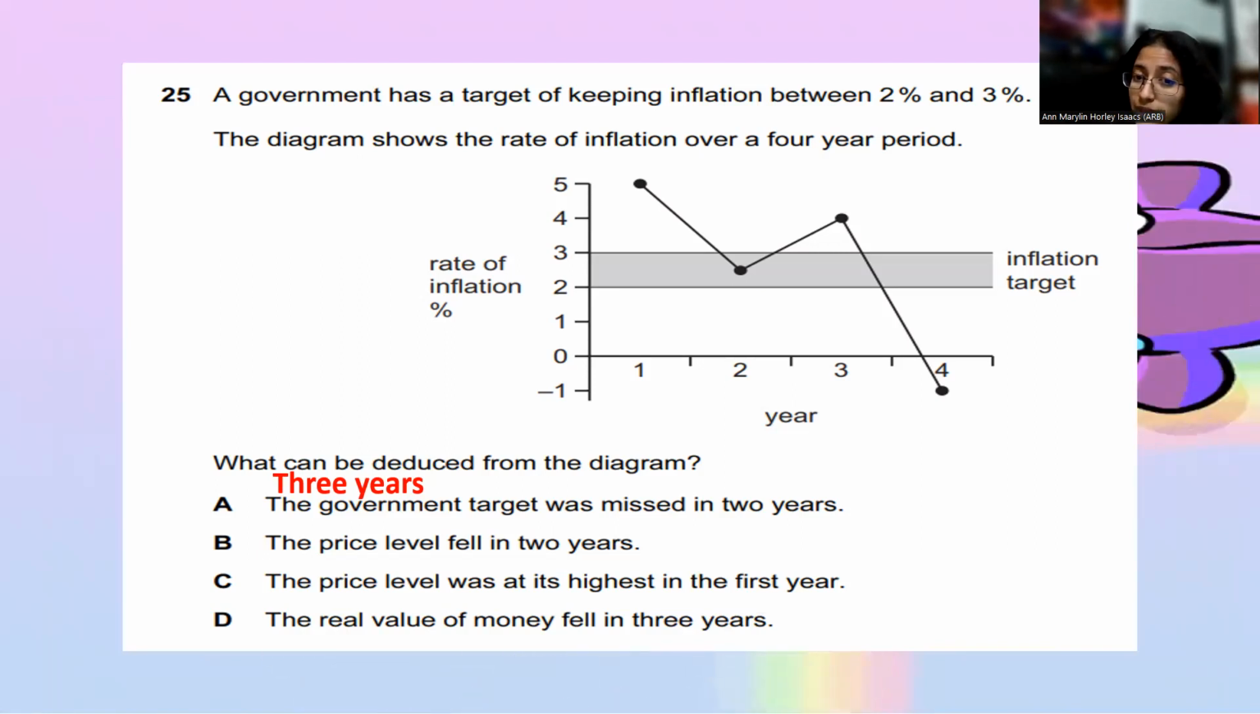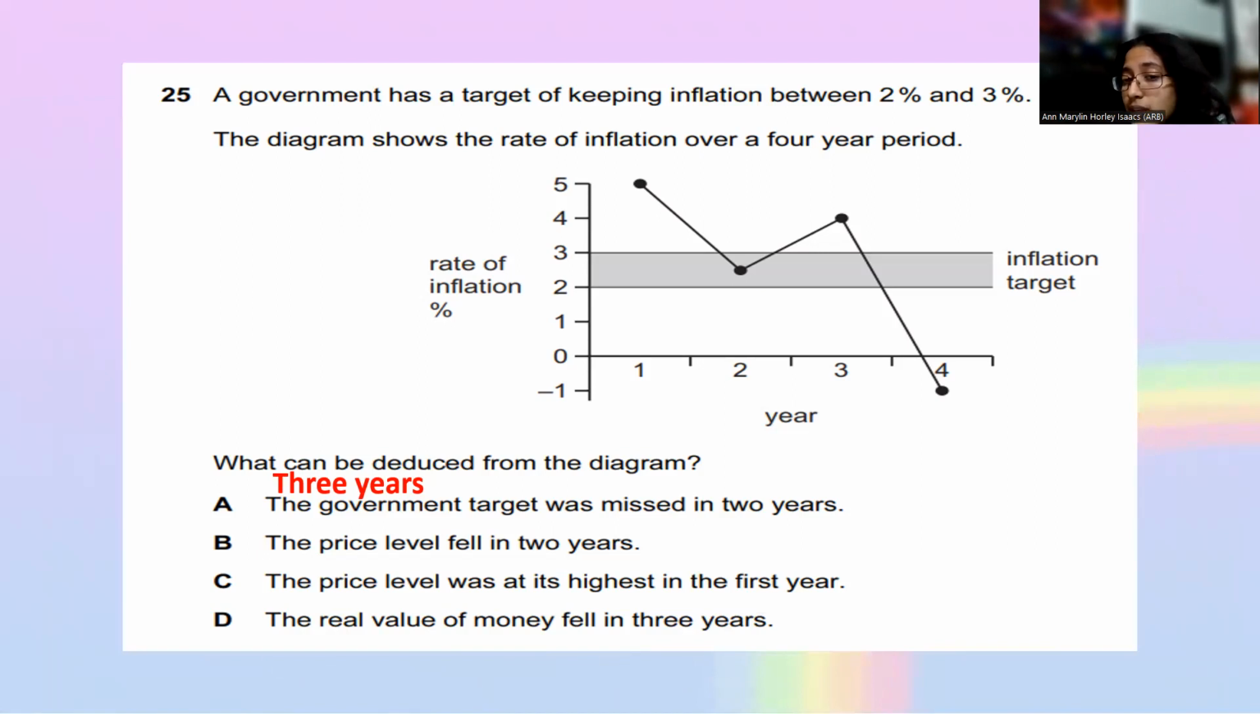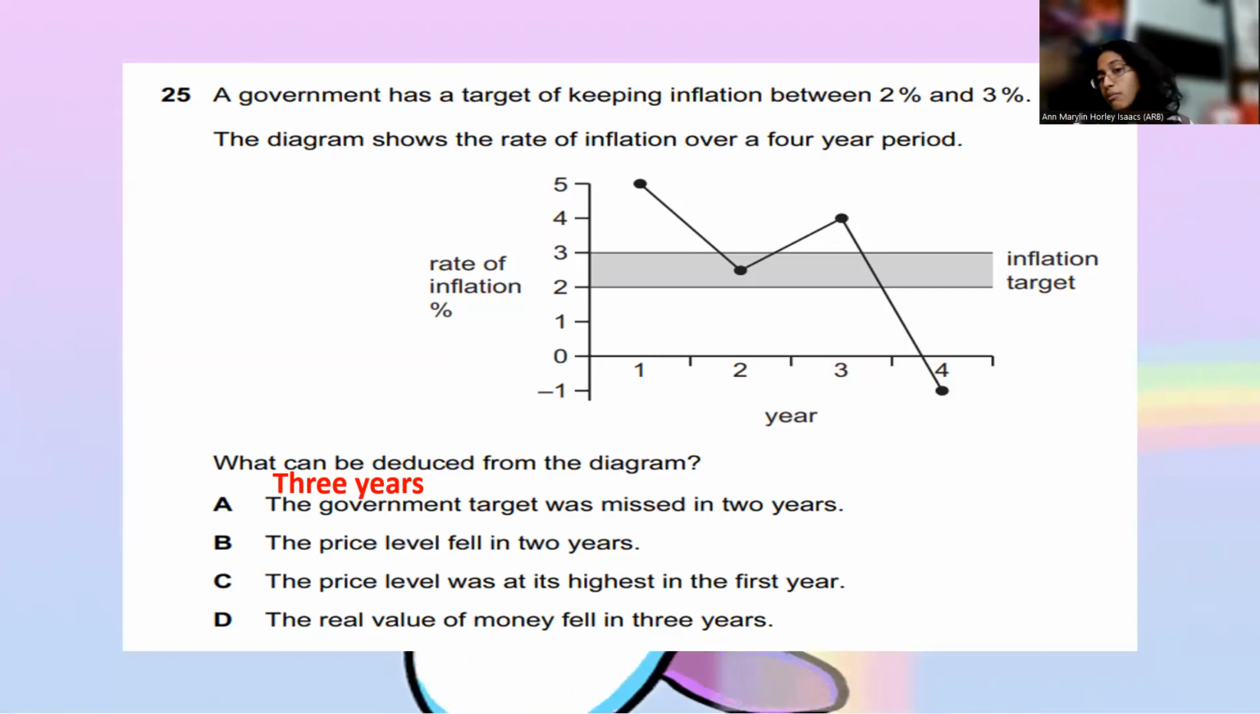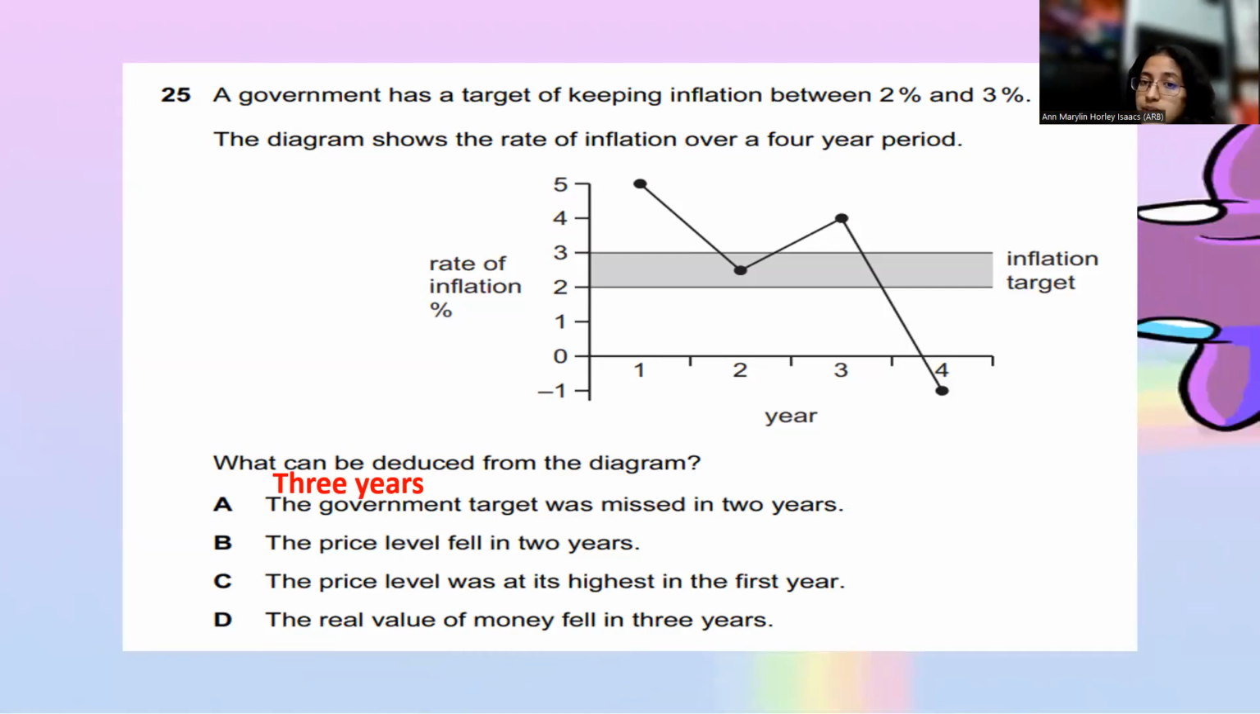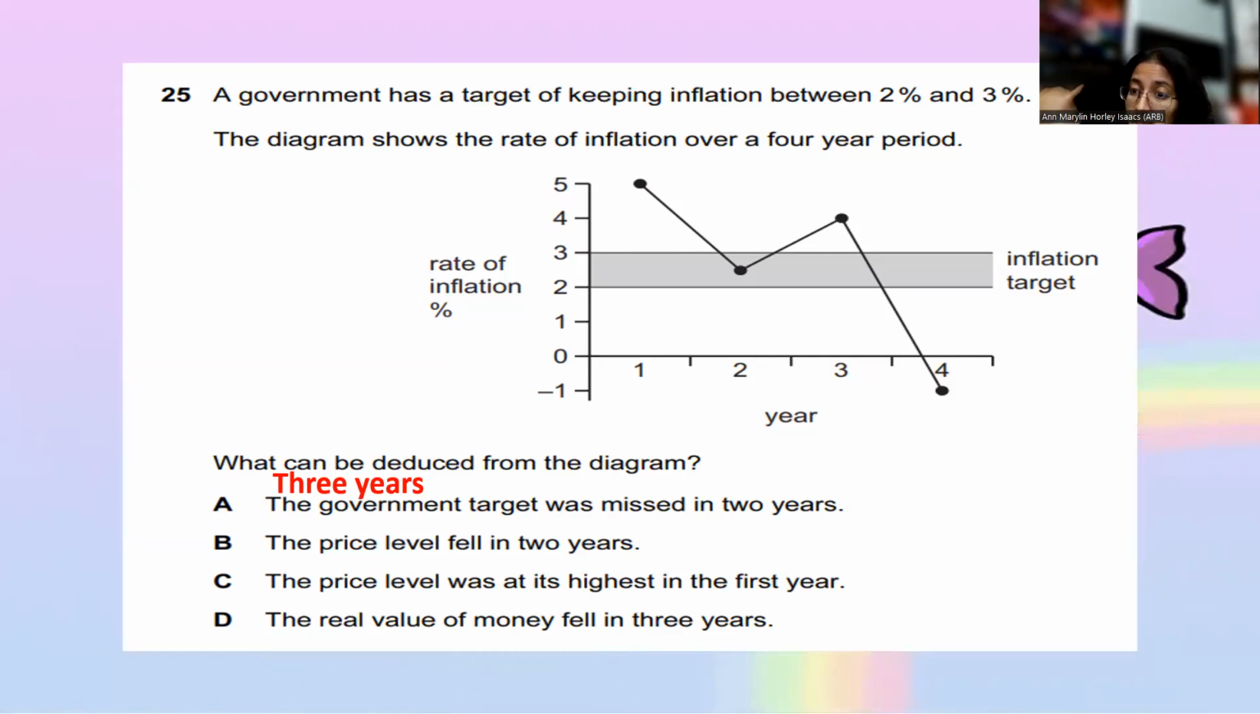But if you look at the 4th year, in year 1, it says prices increased by 5%. Second year, it increased by 2.5. I'm just taking a rough figure. And year 3, maybe approximately 4%. Years 1, 2, and 3 show us a positive change. That means the price has increased. But if you look at year 4, 1%.